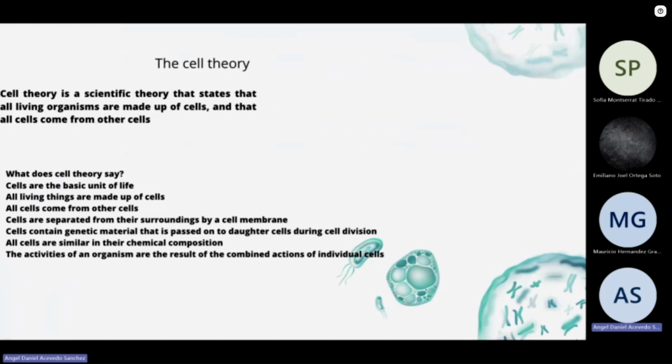Cells are separated from their surroundings by a cell membrane. Cells contain genetic material that is passed on to other cells during cell division. All cells are similar in their chemical composition. The activities of an organism are the result of the combined action of individual cells.